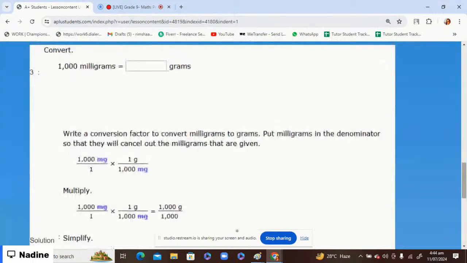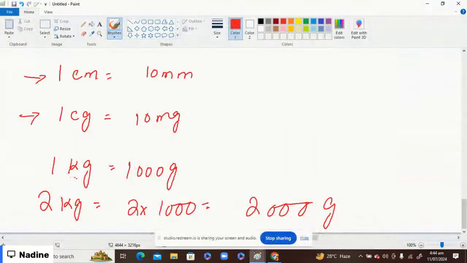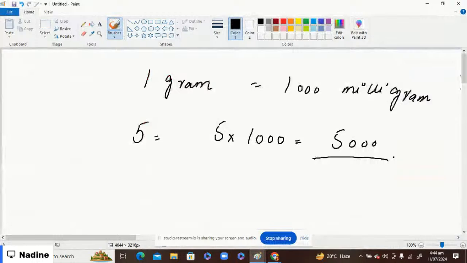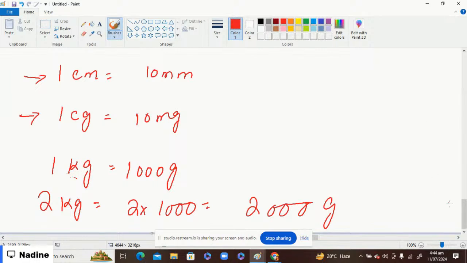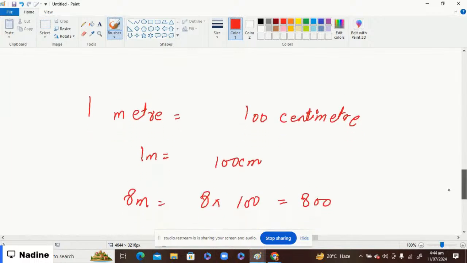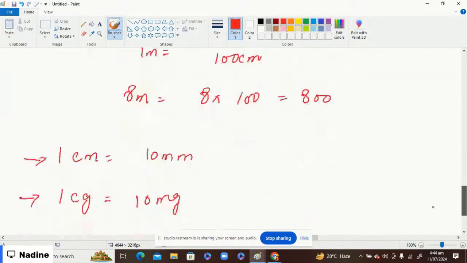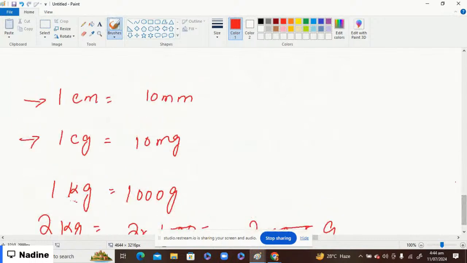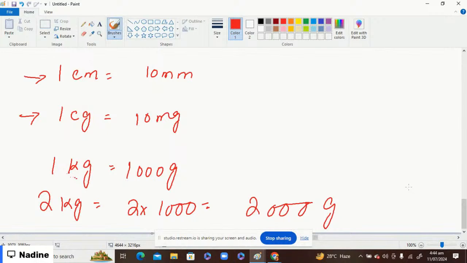Then I think we have covered all of it. Just repeating the things here: 1 gram is equal to 1000 milligrams. If you have a question like 1 meter is equal to how many centimeters, you multiply by 100. If they say 1 centimeter is equal to how many millimeters, that is 10. And 1 kilogram is equal to how many grams, that is 1000 grams.